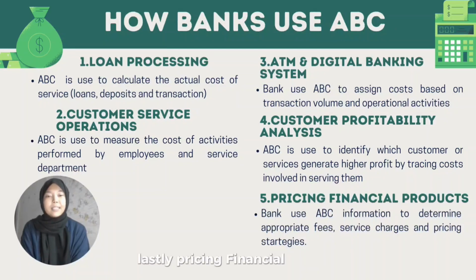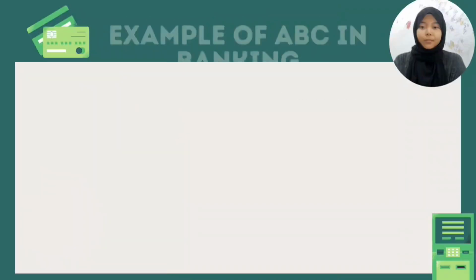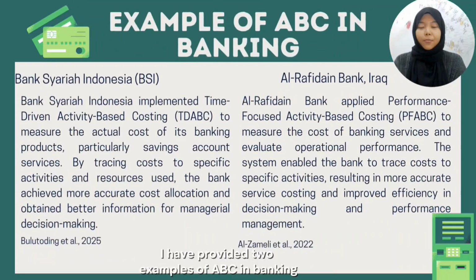Lastly, pricing financial products. Banks use ABC information to determine appropriate fees, services, and pricing strategies. I have provided two examples of ABC in banking. The first one is Bank Syariah Indonesia (BSI) and the second one is Arafidan Bank in Iraq. Let's take a look at the summary of it.